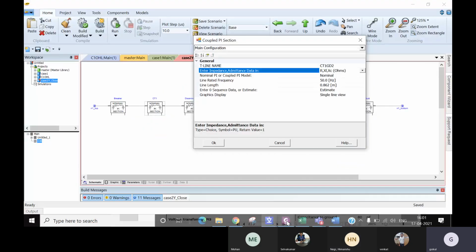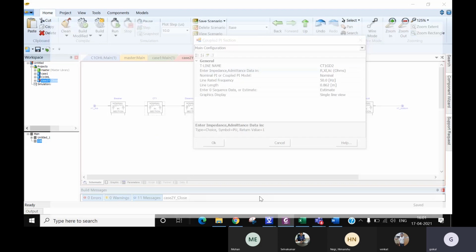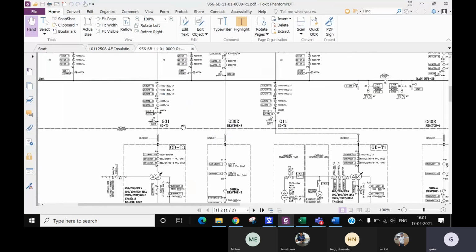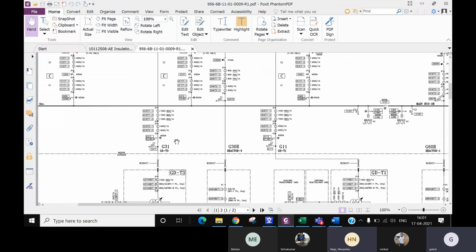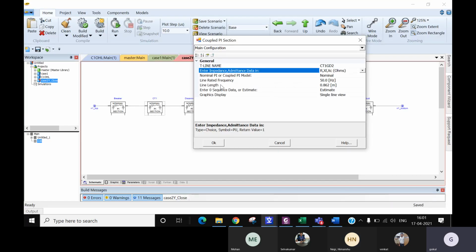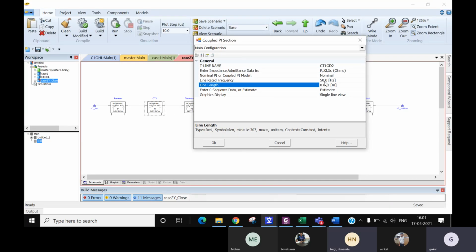Venkat, I've shown you some AutoCAD file, right? There you can measure from the breaker to the current transformer, what is the length. Then you have to give it in here as the line length, which is 0.862 meter. Then this is the nominal method, and the rated frequency is 50 hertz, and we are going to estimate it.